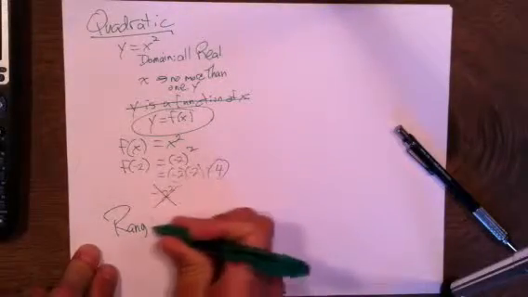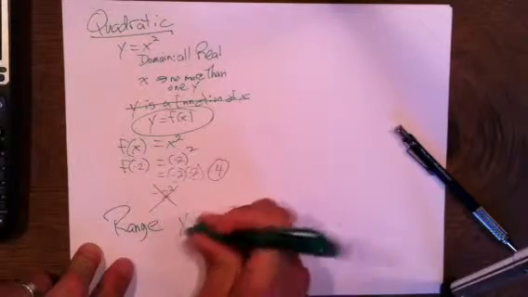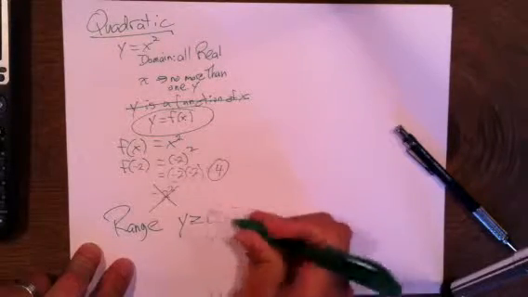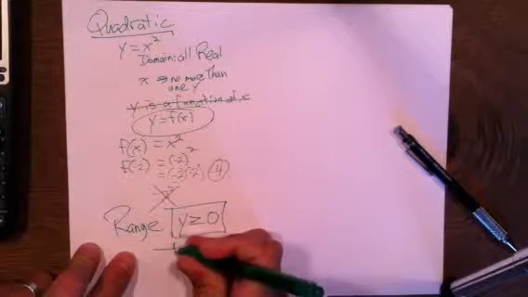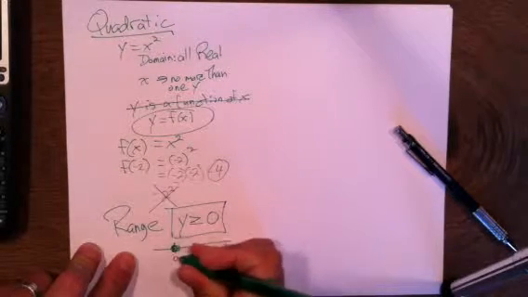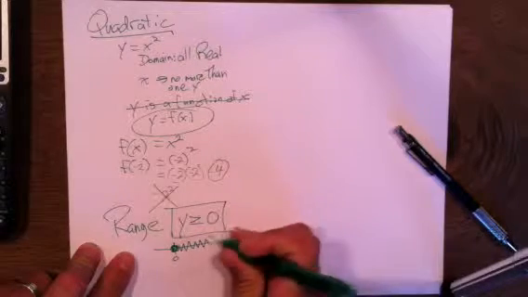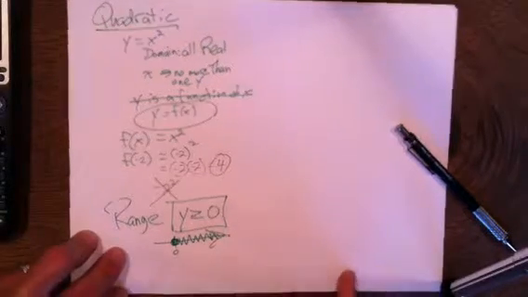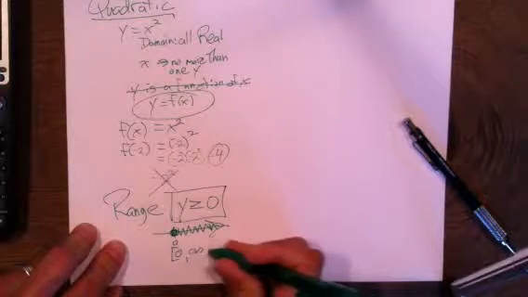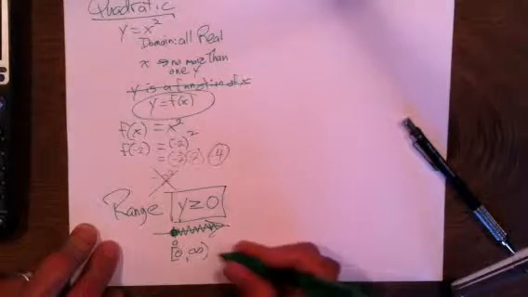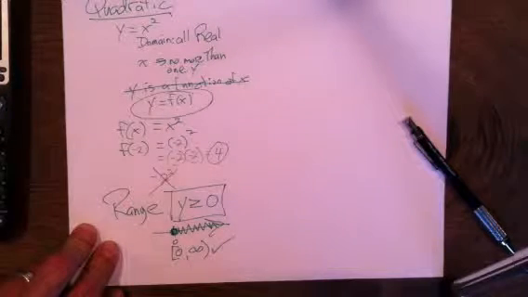The range, looking at the graph, are only y values that are greater than or equal to 0, which means on a number line we would shade 0 and say anything greater than 0 is good. And if I use interval notation, that means square bracket 0, comma, go to the right forever, parenthesis, which is the way the computer likes it.